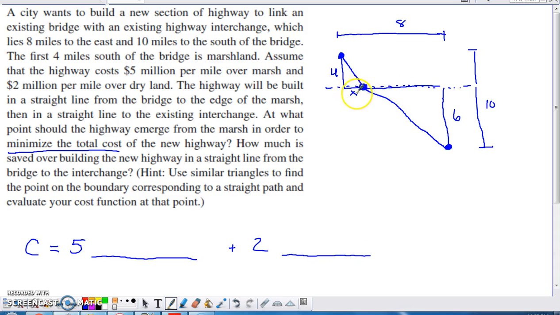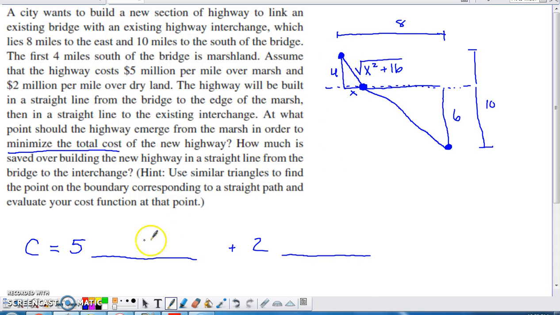And if I assign that a variable x, I know that x squared plus 4 squared has to equal this hypotenuse squared. Well, if I'm looking for an expression for the hypotenuse, it's going to be the square root of x squared plus 4 squared, to solve for the hypotenuse when you're using the Pythagorean theorem.